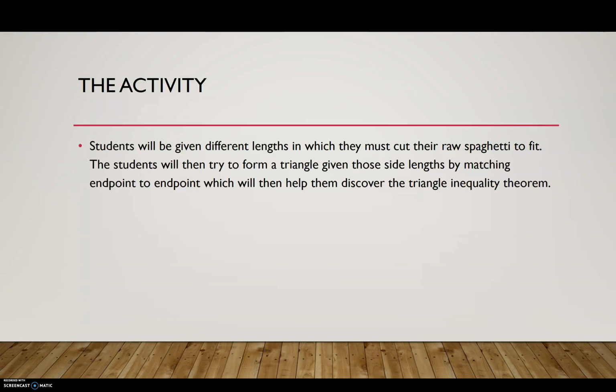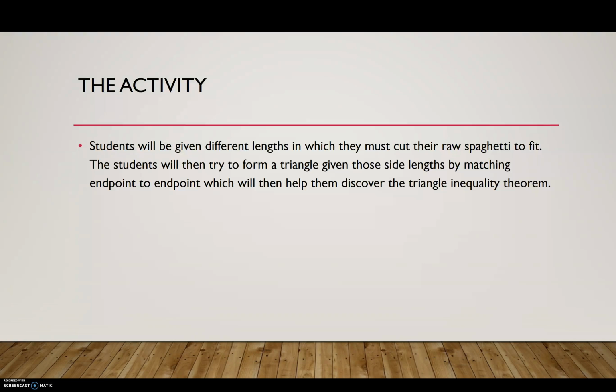But in general, students will be given different lengths to which they must cut their raw spaghetti. So let's say it'll say, cut your raw spaghetti to fit this 3 centimeters. And then they would have the 3 centimeters to measure with it. And then they would try to form a triangle with different side lengths. So sometimes the spaghetti might be too long, sometimes it might be too short. They have to match it endpoint to endpoint, so if it's too long, they can't count that as a triangle. And sometimes it might be too short.